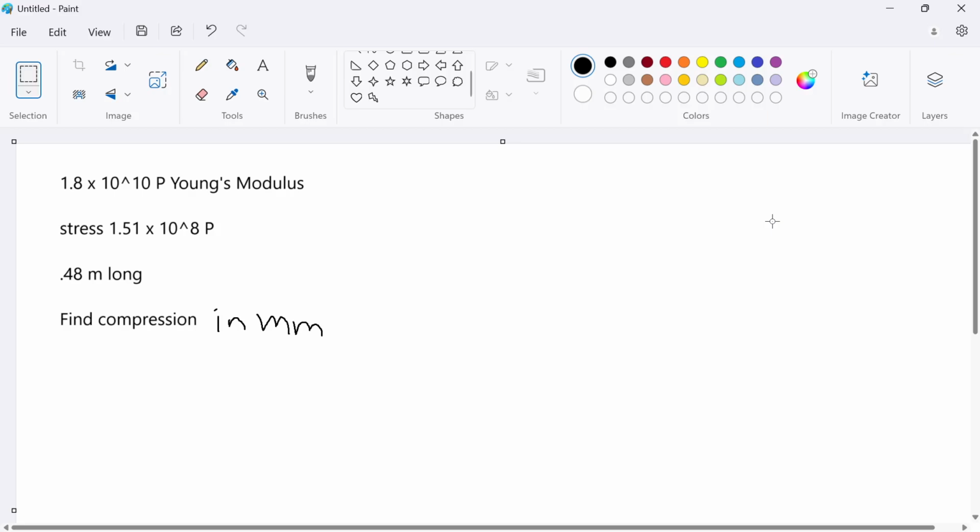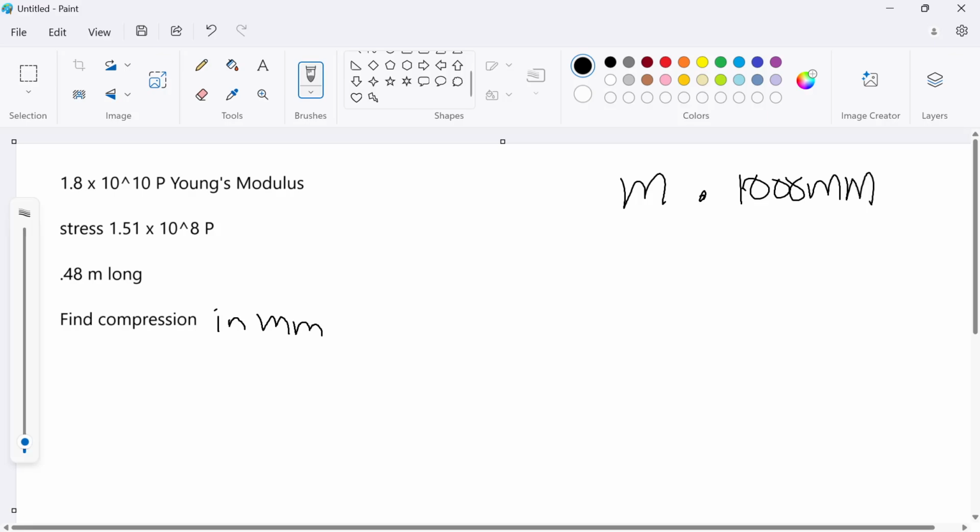I told the student that to convert from meters to millimeters, divide by 1,000. Well, no: meters times 1,000 millimeters per meter. So see, the meters cancel out, and then you're left with millimeters. So to convert from meters to millimeters, you multiply by 1,000. Then you get the right answer for this question.